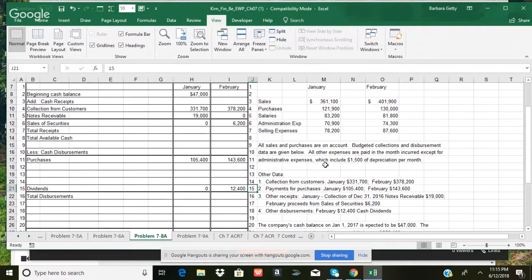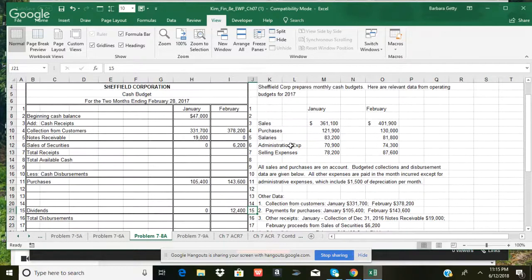Okay, so then we're going to go up here to our information that they gave us. We aren't going to include sales or purchases because we did our purchase payments down here. Because these two we will not be including in the budget. But we will start with our salaries that goes after our purchases. So it says our salaries here are $83,200 and $81,800 for February.